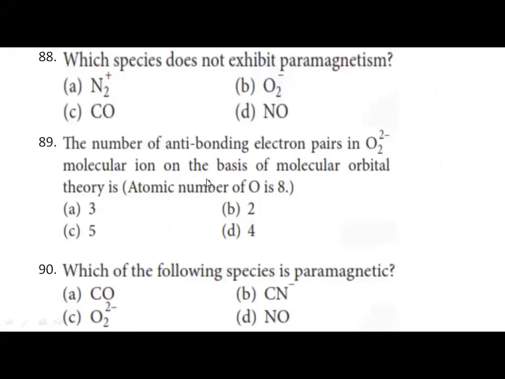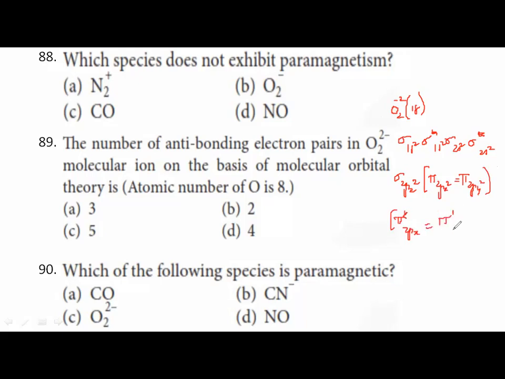The number of antibonding electron pairs in the O2 minus 2 molecular ion, on the basis of molecular orbital theory. We will write it here only. O2 minus 2 means what? O2 has 16 electrons, minus 2 means 18 electrons. They have asked about antibonding. Sigma 1s2, sigma star 1s2, sigma 2s2, sigma star 2s2, sigma 2pz2, pi 2px2 equal to pi 2py2, then pi star 2px equal to pi star 2py.